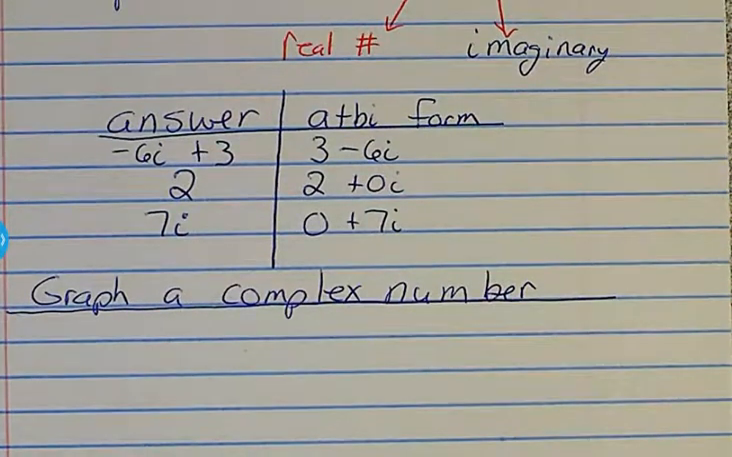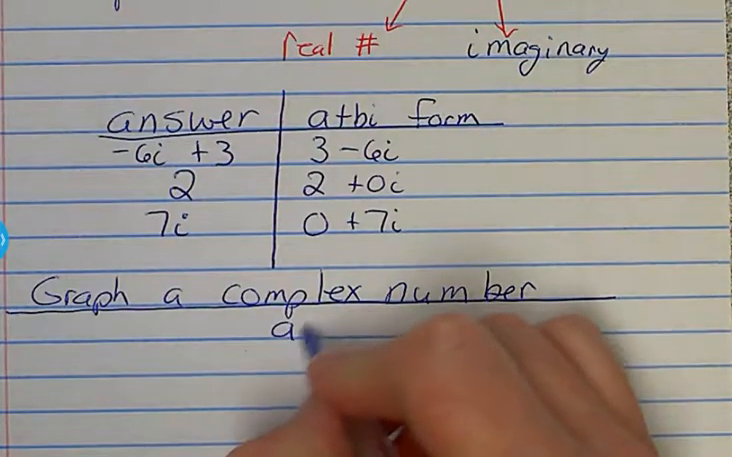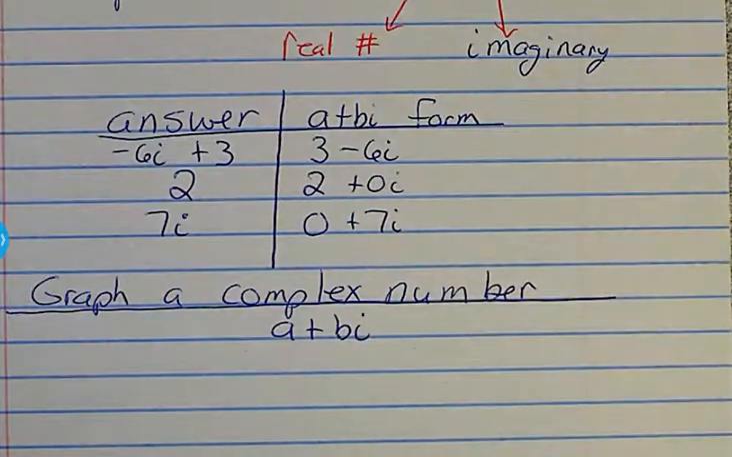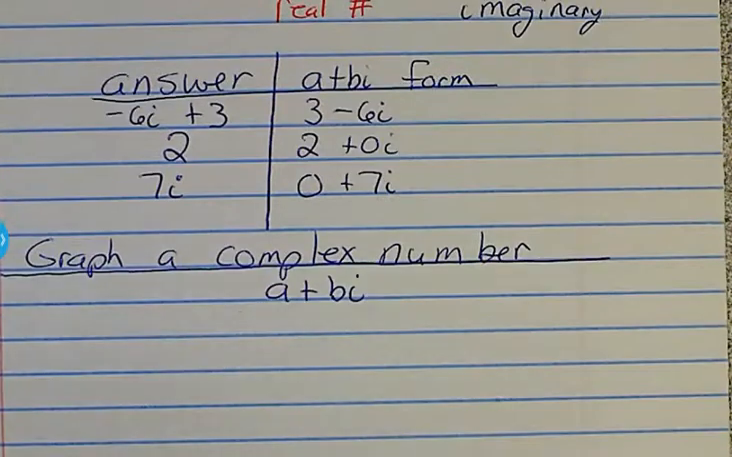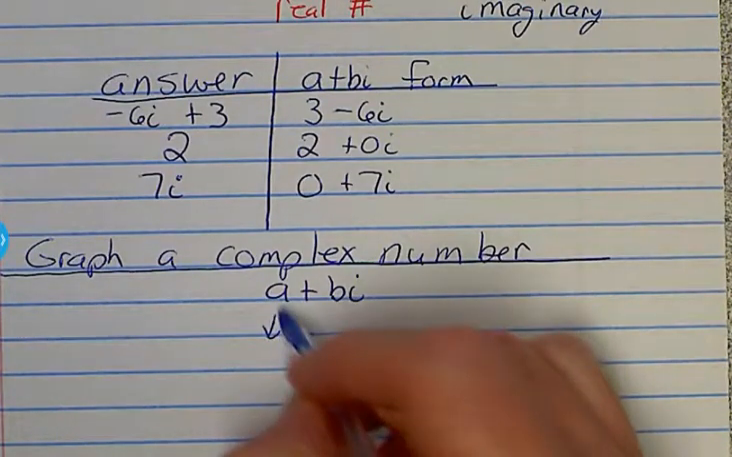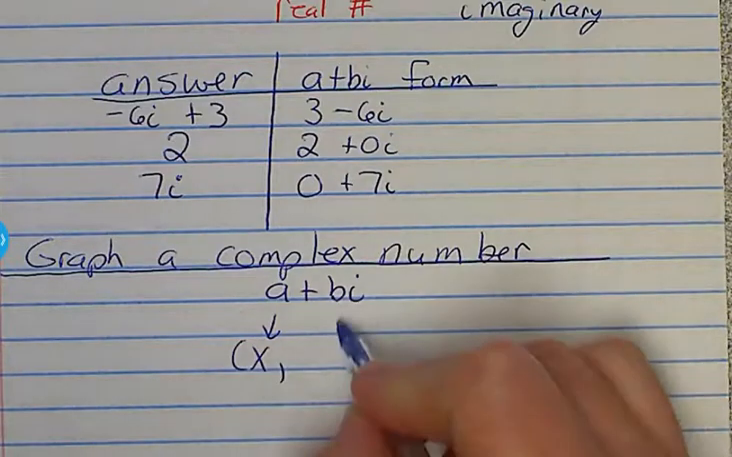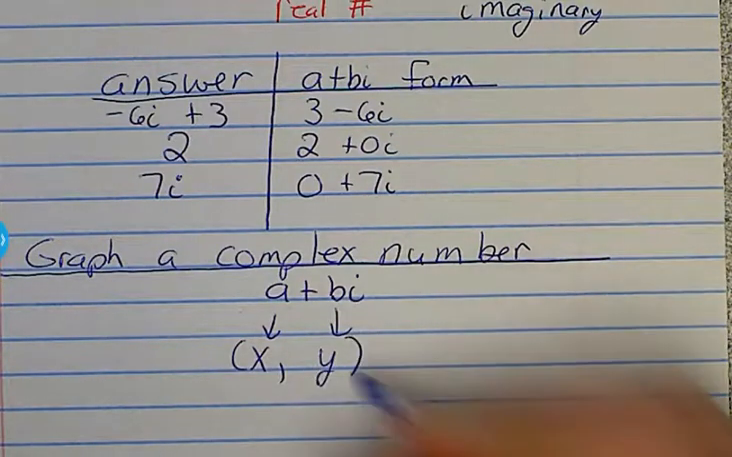Now the good news is it's not a hard graph. This is not going to be a quadratic or linear equation. This one's going to be just, here's a complex number. It's going to be just one ordered pair, just one point on this plane. So when you have a complex number that's A plus BI, the real number part is going to be the X value. The imaginary number is your Y value.